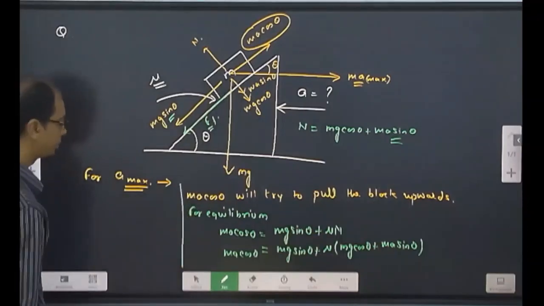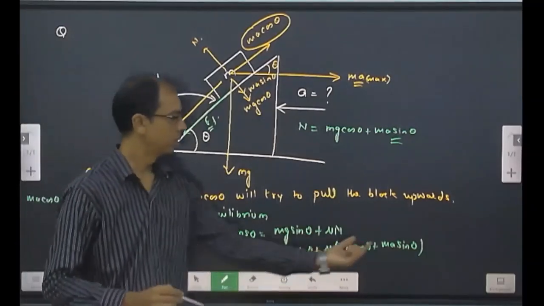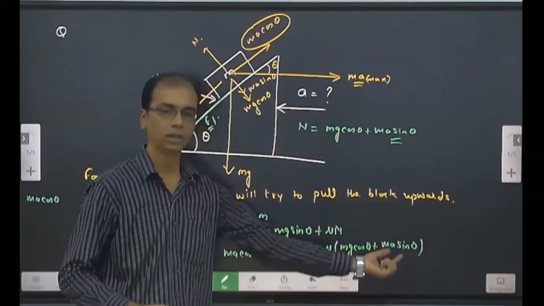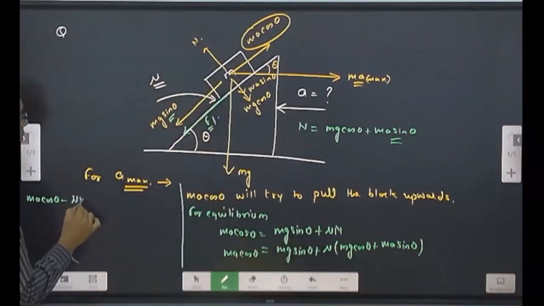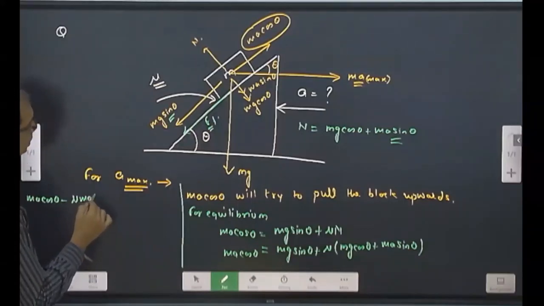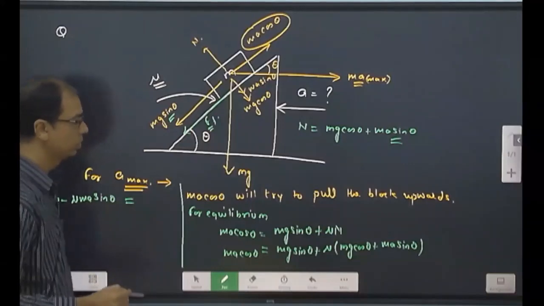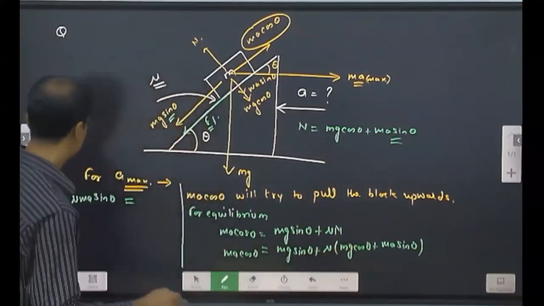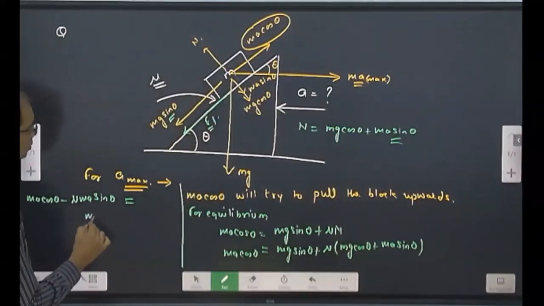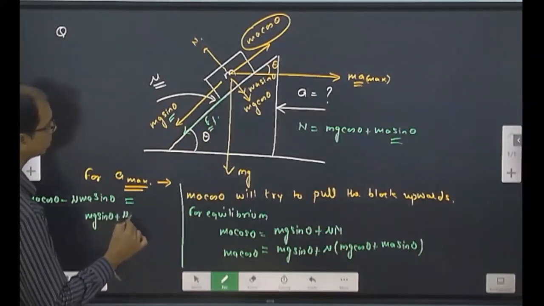Let's make it here. So ma cos theta, which is this term. Bring this one here. What is this? Mu ma sin theta. Bring it to this side, so minus mu ma sin theta equals, now what is there on the right? Mg sin theta plus mu mg cos theta. Put it here: mg sin theta plus mu mg cos theta.